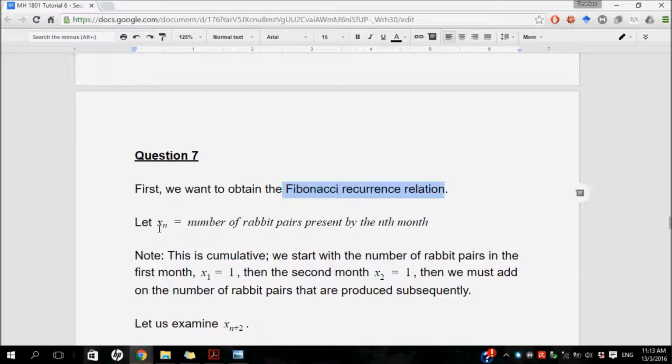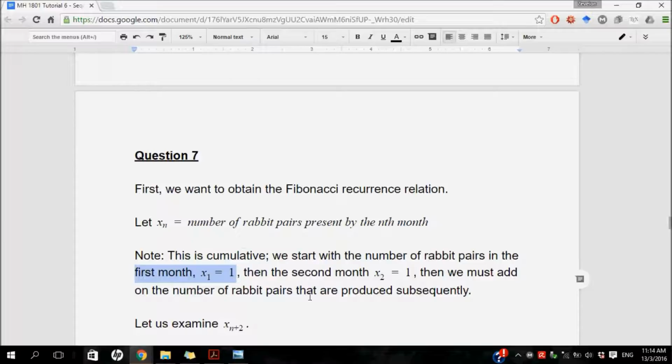Alright, so what we will start with is to define what we are looking for. This will be our sequence. Xn will describe the number of rabbit pairs that are present by the nth month. Notice that this is cumulative. We will have to start with the number of rabbit pairs in the first month. That would be, of course, x1 equals 1 because there will be one pair of rabbits.